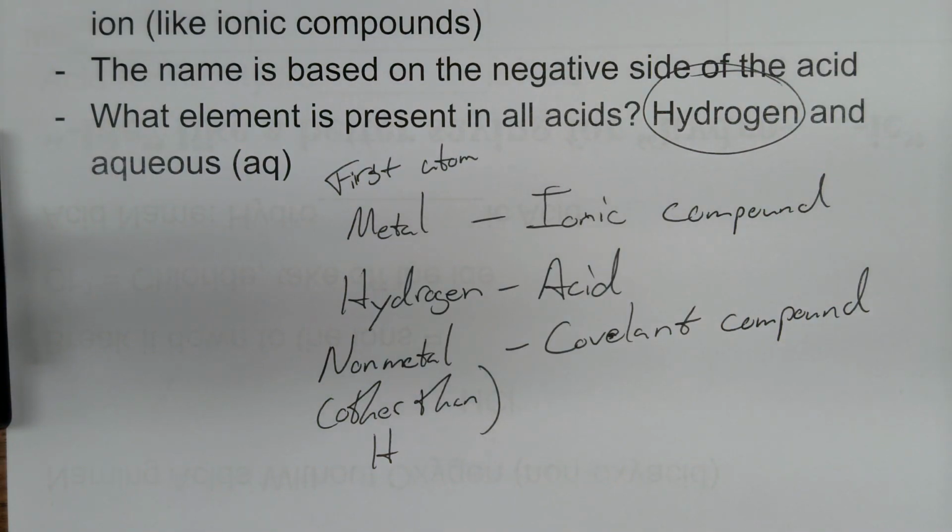So if I have to sit down and figure out what I'm looking at, I can always tell which of the three categories I'm going to use. If it starts off with a metal, I'm looking only at an ionic compound. If it starts off with a hydrogen, I'm looking at an acid. If it starts off with a non-metal other than hydrogen, it's a covalent compound. Today we're focusing on acids. When we hang out next time after the quiz, we will do covalent.